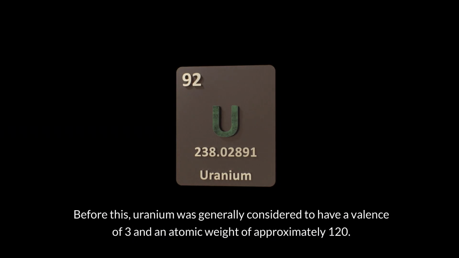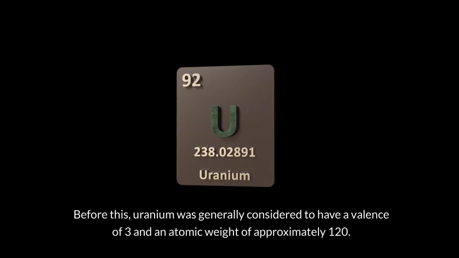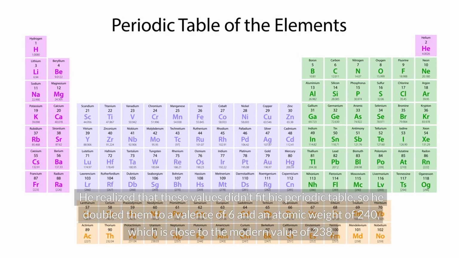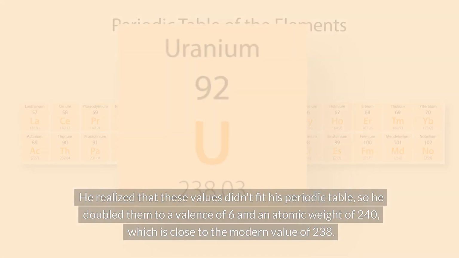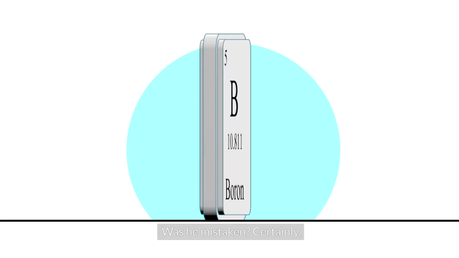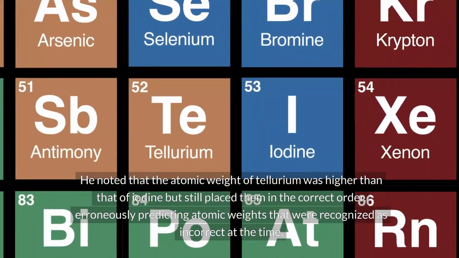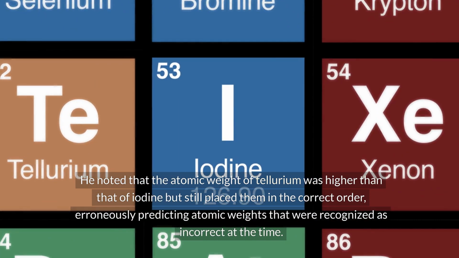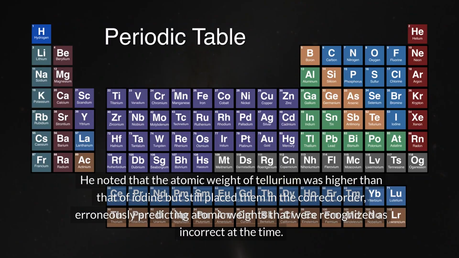Before this, uranium was generally considered to have a valence of 3 and an atomic weight of approximately 120. He realized that these values didn't fit his periodic table, so he doubled them to a valence of 6 and an atomic weight of 240, which is close to the modern value of 238. Was he mistaken? Certainly. He noted that the atomic weight of tellurium was higher than that of iodine, but still placed them in the correct order, erroneously predicting atomic weights that were recognized as incorrect at the time.